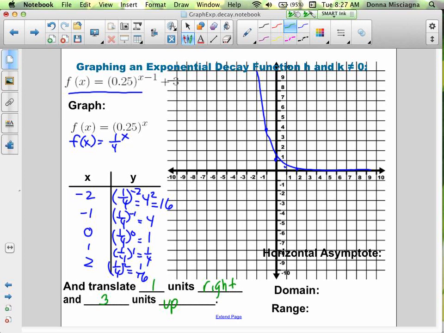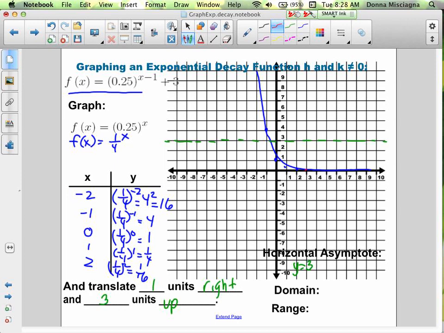Orange 3. For this function here, 3. All right, so y equals 3. It's going to be an equation. Let's graph the horizontal asymptote. And then we're just going to shift our function 1 to the right and 3 up.